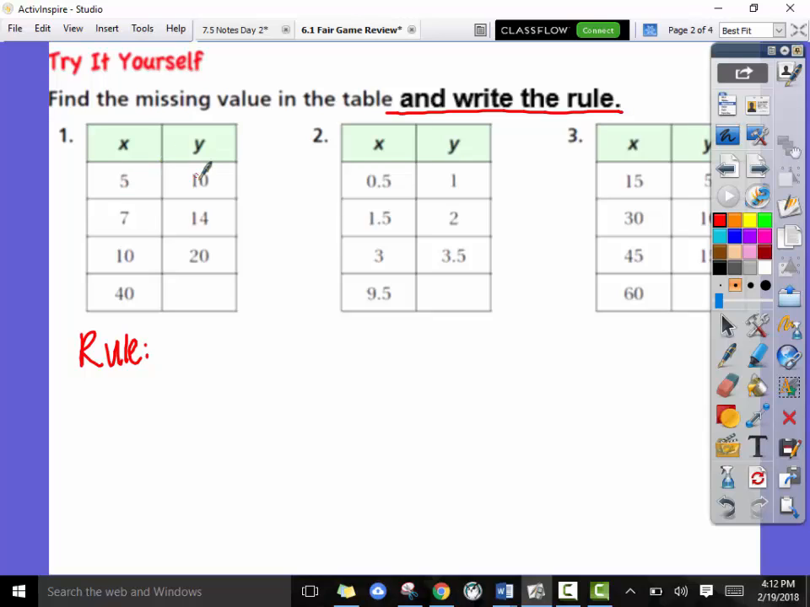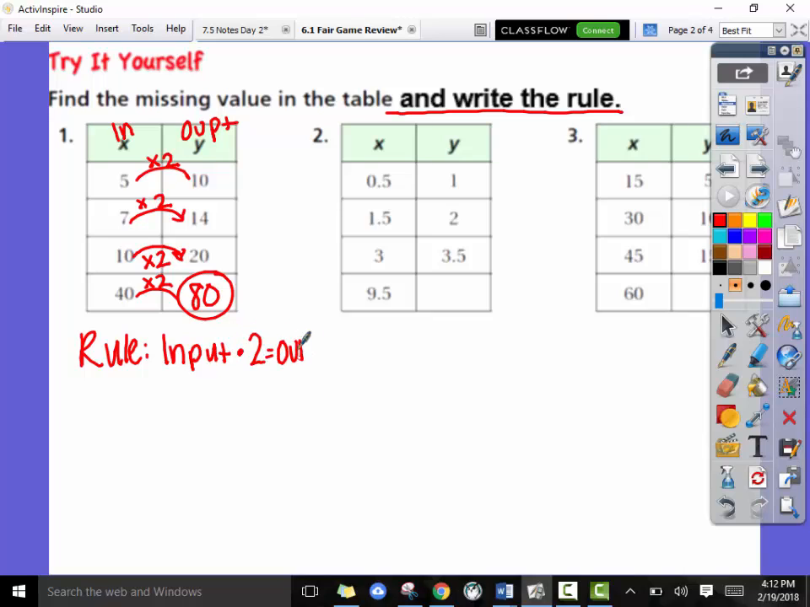So I'm getting from 5 to 10, 7 to 14, 10 to 20. To me, these look like doubles. They doubled everything, which is the same as multiplying by 2. 7 times 2 is 14, 5 times 2 is 10, so 40 times 2 is 80. So there's my missing value. My rule, I took my input and multiplied it by 2, which gave me the output.